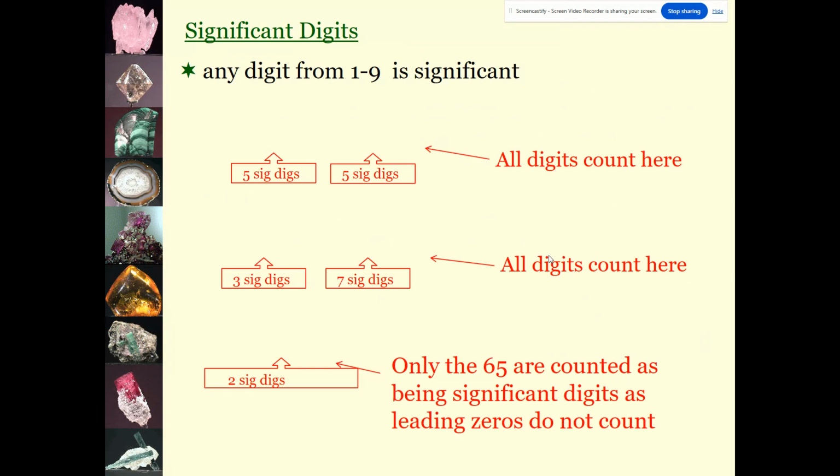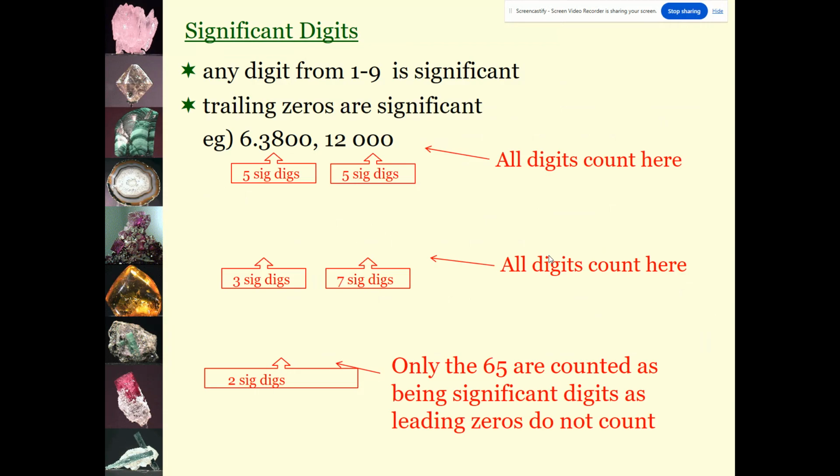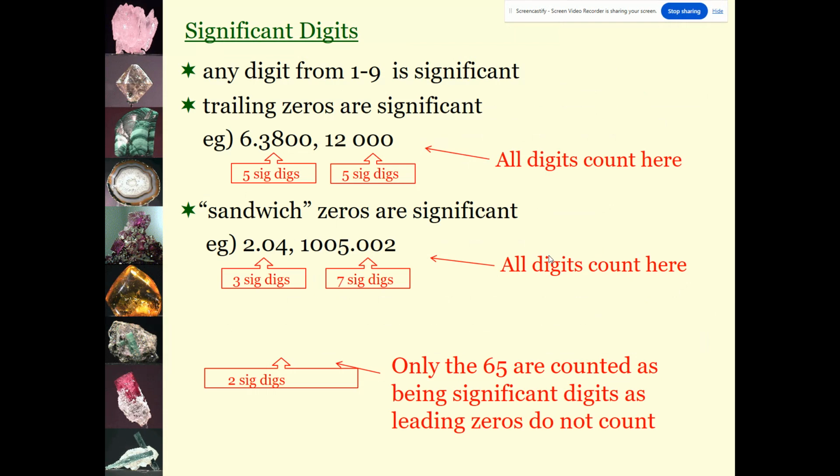So first of all, let's review what a significant digit is. Any digit from 1 to 9 is significant. It's the zeros that come into question, and it depends on where they are in the number. If they are a trailing zero, they are significant. So for example, 6.3800 has 5 sig digs. Every digit counts. Same with 12,000. Every digit counts. If the zero is what we call a sandwich zero, meaning it's in between the digits 1 to 9, they also count as significant. So 2.04 has 3 sig digs, 1005.002, every digit counts. There's 7 sig digs in that number.